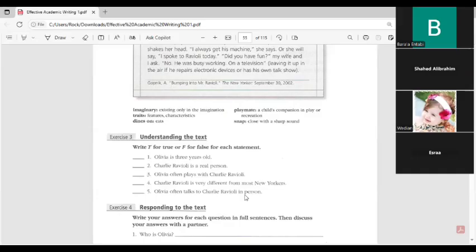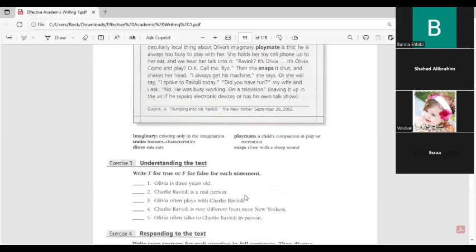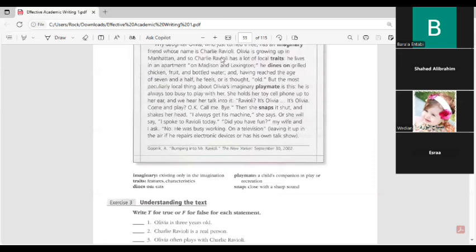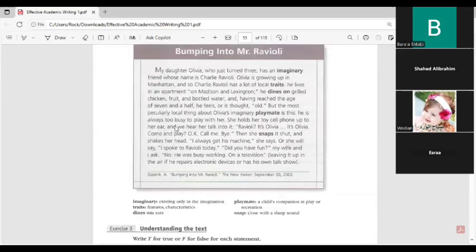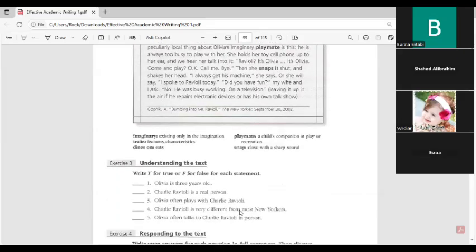Olivia often plays with Charlie Revel. True or false? He is imaginary. And the writer said that he is too busy to play with her because he doesn't have any time to play with her. So she doesn't have the chance to play with Raviglio. So it's false. Yeah, thank you.